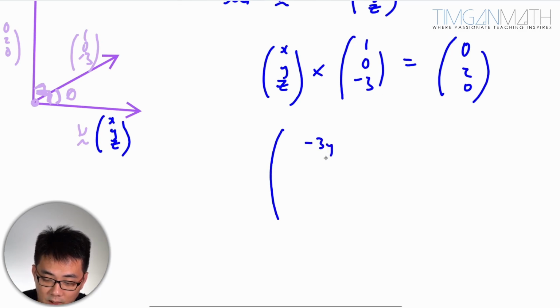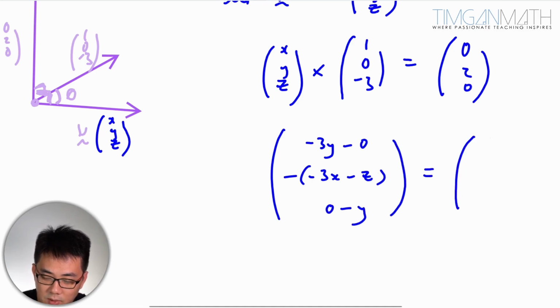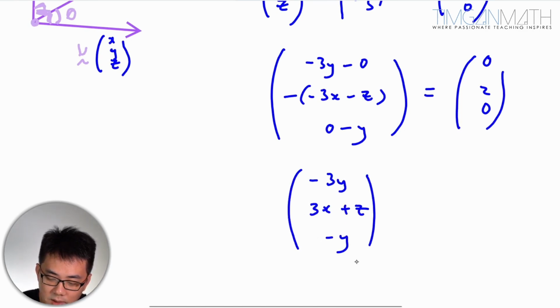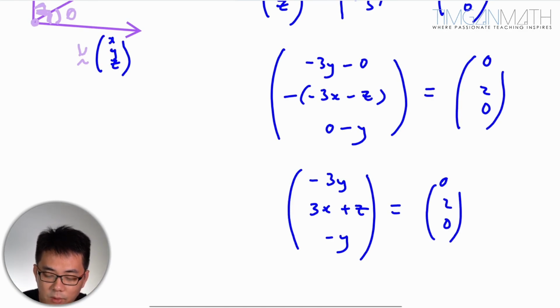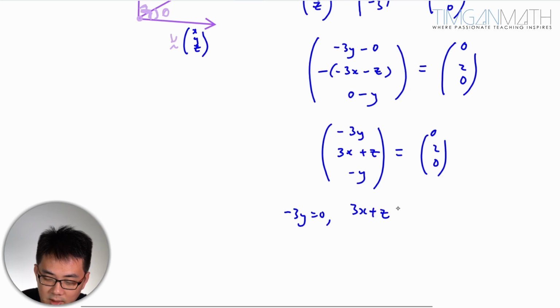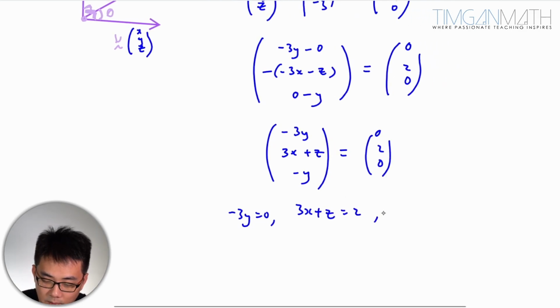All right, cross product here. This is minus 3y minus 0. Then cover this, it is minus 3x minus z. And then cover this, minus y, 0 minus y. Okay, so this is 2, 0, 2. And what we'll get is minus 3y, 3x plus z, equals to minus y is 0, 2, 0. Now you gather that actually it really doesn't matter because the y coordinate is always 0. So minus 3y is 0. So 3x plus z is equal to 2. And minus y is just 0.